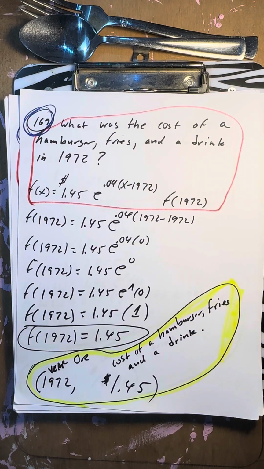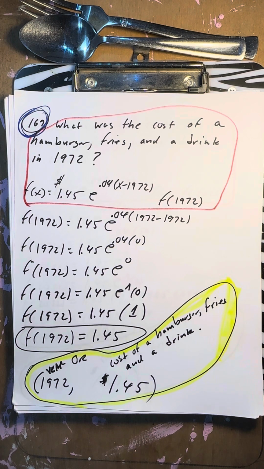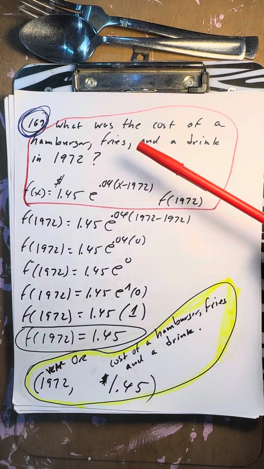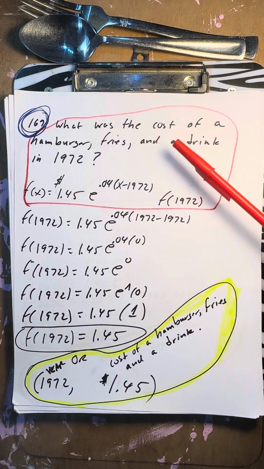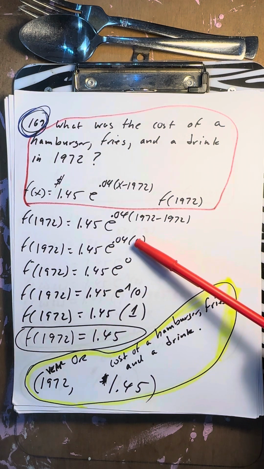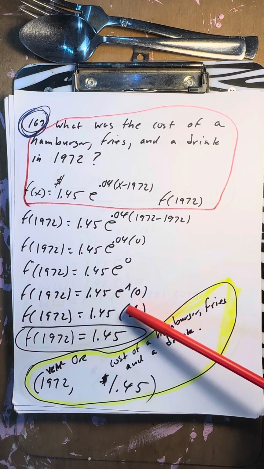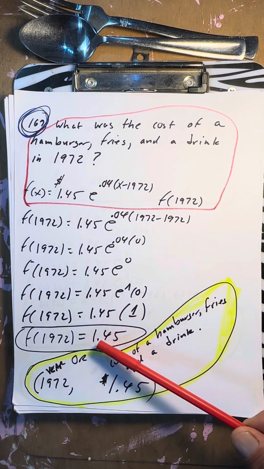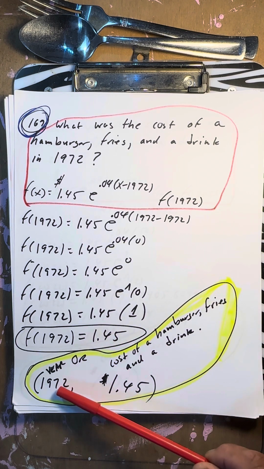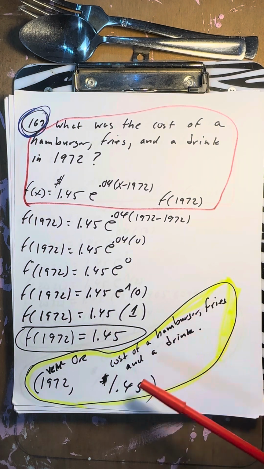What was the cost of a hamburger, fries, and a drink in 1972? Put 1972 in the function. 1972 minus 1972 is 0, and 0 times that is 0. E to the 0 is 1, so it's 1 times that, which is $1.45. So in the year 1972, the cost of a hamburger, fries, and a drink was $1.45.